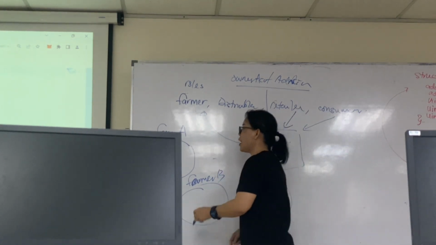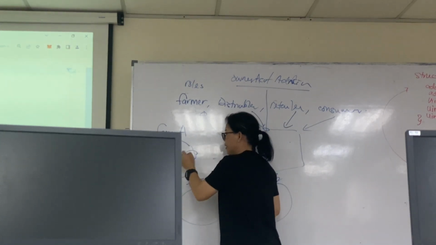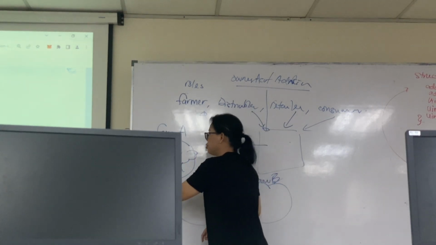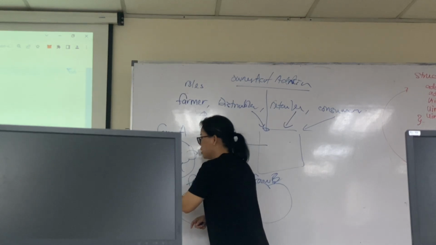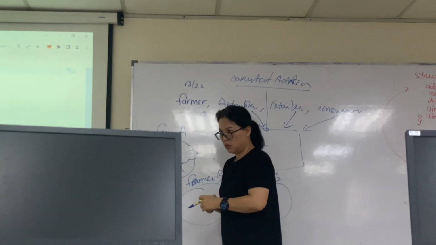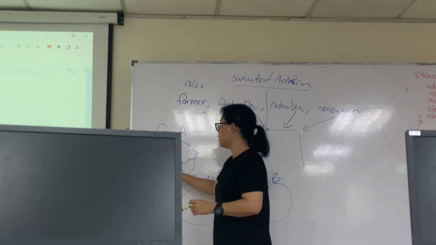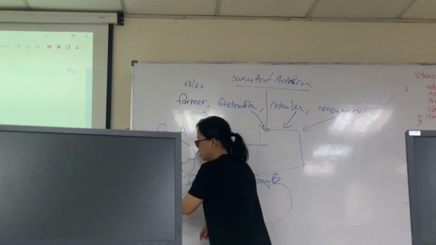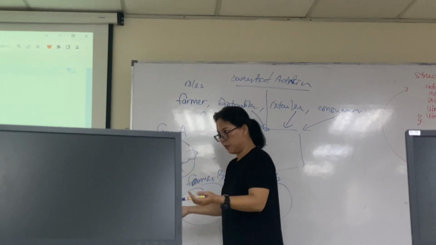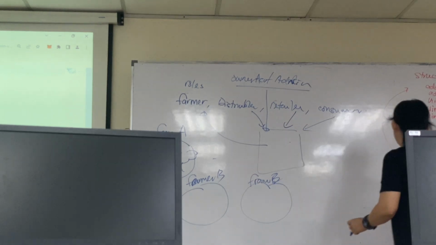So farmer A has a durian. Remember, they have different types of durian trees. Based on the question, the durian has a durian tree ID. Okay? So the durian has a durian tree ID, and then the durian type. This durian refers to the D24 type of durian. So your durian has a durian ID.